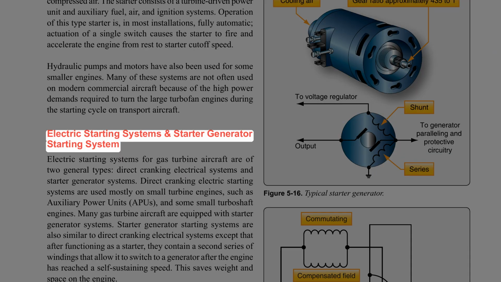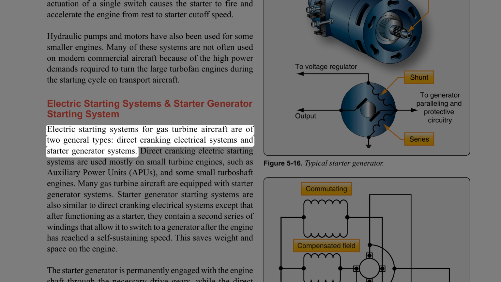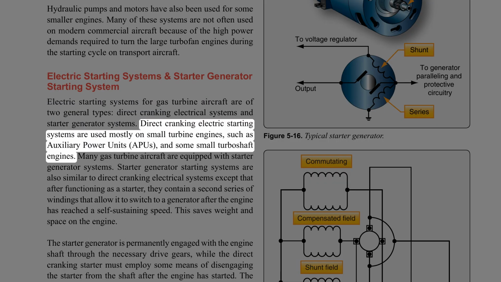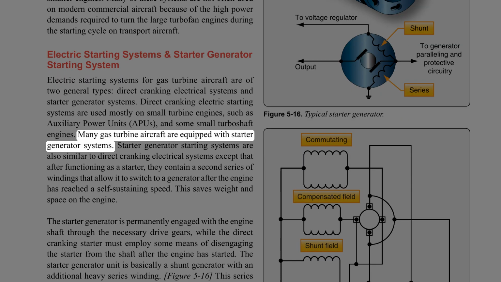Electric starting systems and starter generator starting systems. Electric starting systems for gas turbine aircraft are of two general types: direct cranking electrical systems and starter generator systems. Direct cranking electric starting systems are used mostly on small turbine engines, such as auxiliary power units, APUs, and some small turboshaft engines. Many gas turbine aircraft are equipped with starter generator systems.